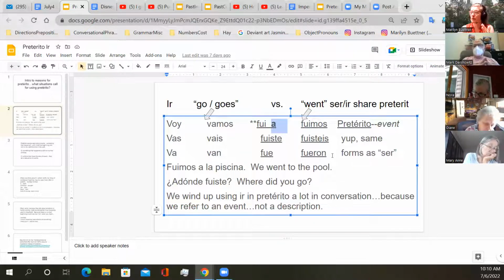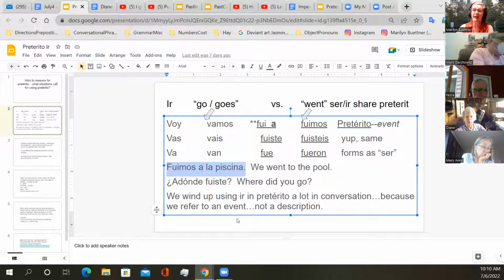Fuimos a, fueron a, because we tell where somebody went to. So we always have an a there. It's not part of the conjugation. It's just showing you where somebody went. Fuimos a la piscina. We went to the pool.